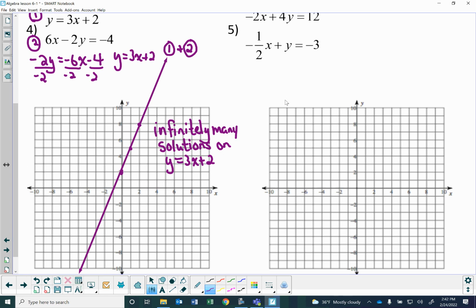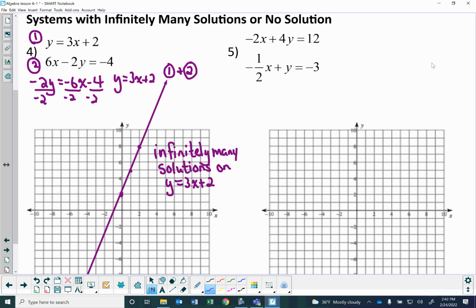Let's take a look at problem number 5. Again, we have two new equations. If I look at the first equation, I know that 12 is divisible by 4 and 12 is divisible by 2, so I'm going to make an x and y table here and solve this using intercepts. So when x is 0, 4y equals 12. 12 divided by 4 is 3. When y equals 0, negative 2x equals 12. 12 divided by negative 2 is negative 6. So there are my 2 points.